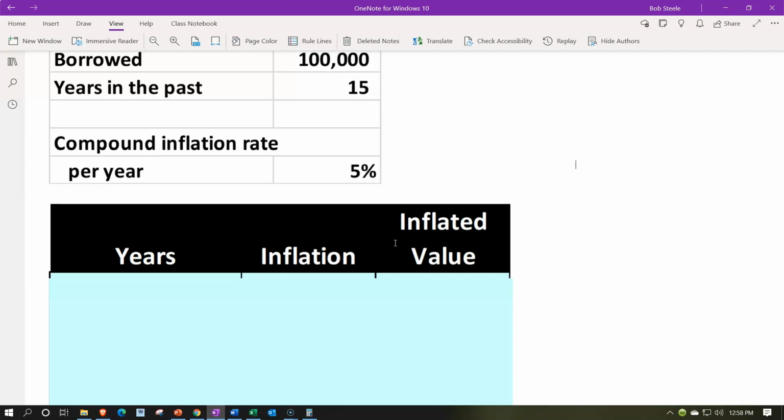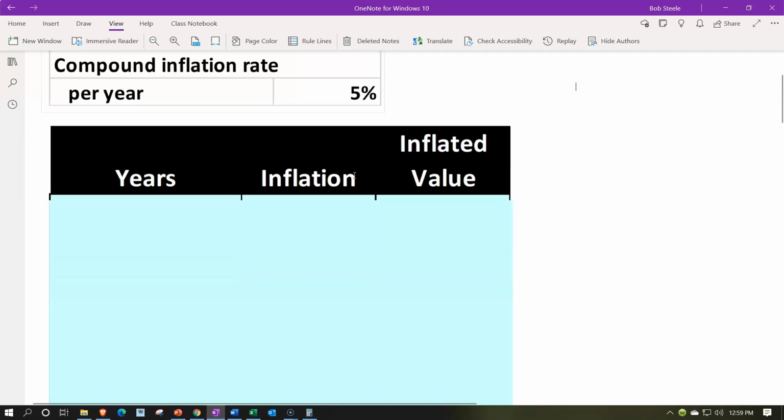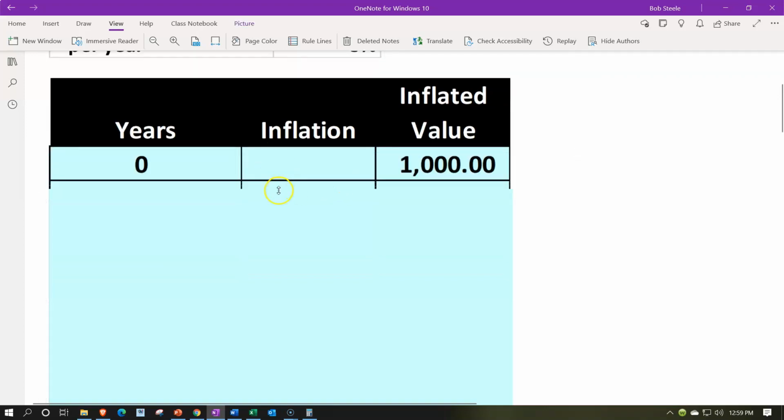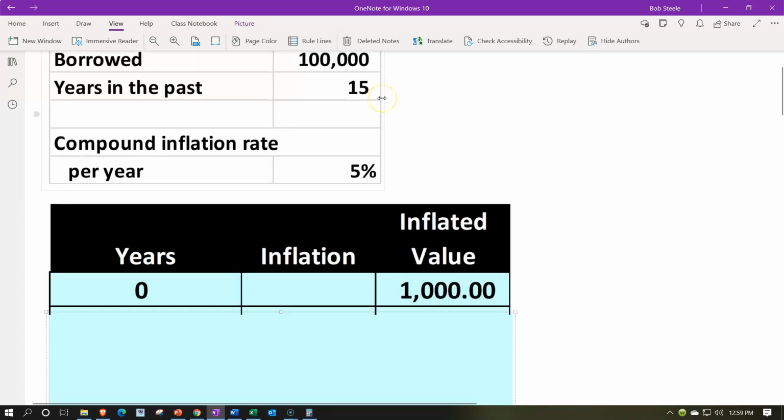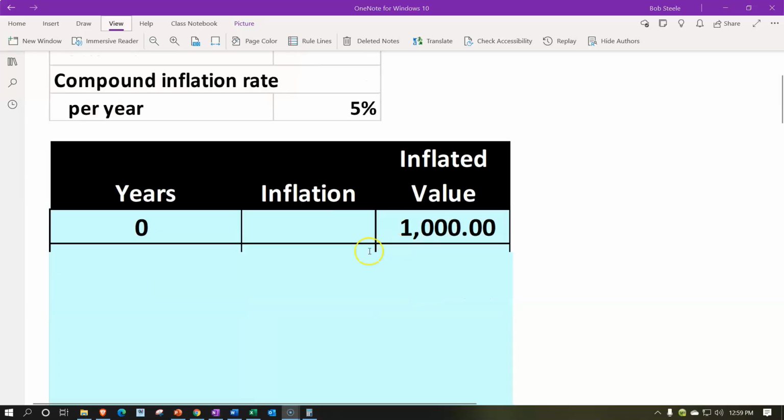So we'll think about it just a couple different ways, but basically we can use the present value and future value calculations to do these calculations with regards to inflation. But let's say we have the compounding inflation rate per year of 5%, and let's just think about what the impact of that would be if we started off with $1,000. In other words, where would we be at the end of the 15-year time period if we had the 5% inflation compounding each year? So we'll work this out with a table.